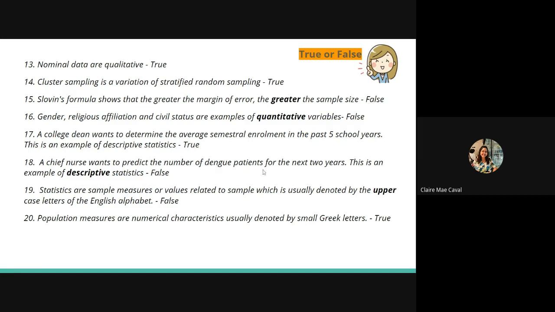Look at this class, for the next 2 years. So it makes an estimation or inference. So this should be inferential statistics. Number 19, statistics are sample measures or values related to a sample, which is usually denoted by the uppercase letters of the English alphabet. This is false. This should be lowercase letters or small letters of the English alphabet.